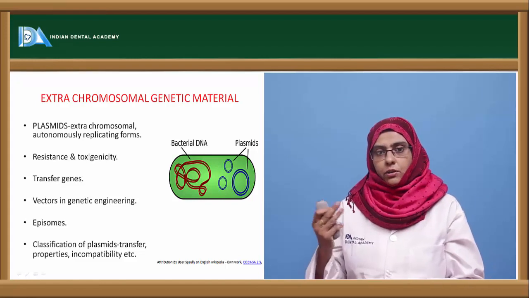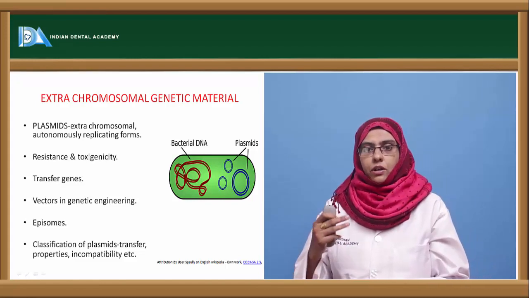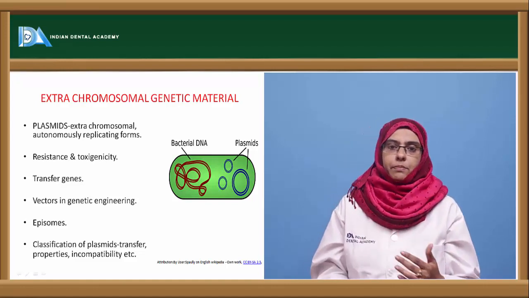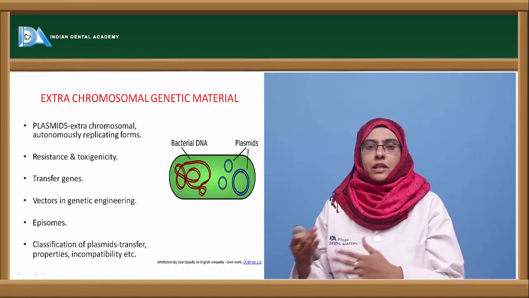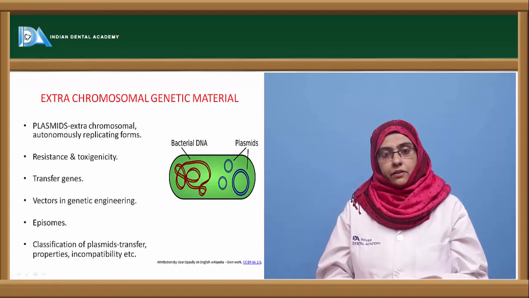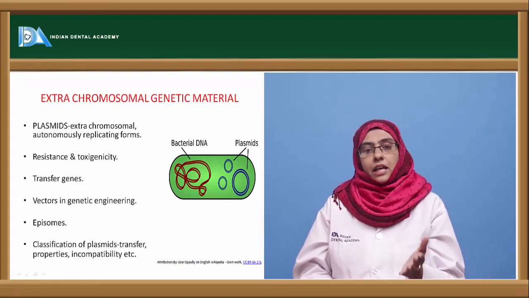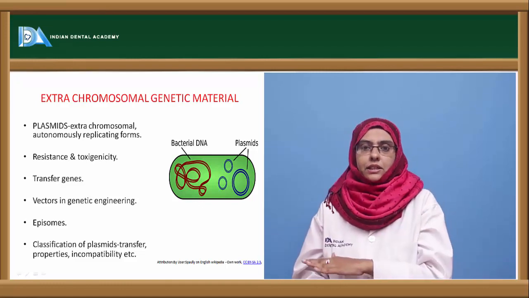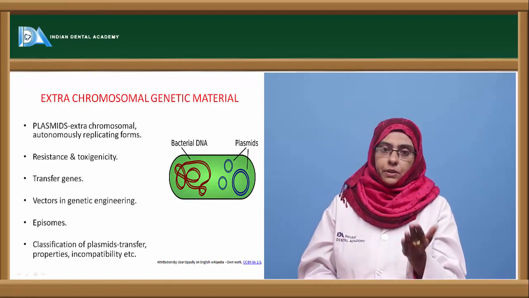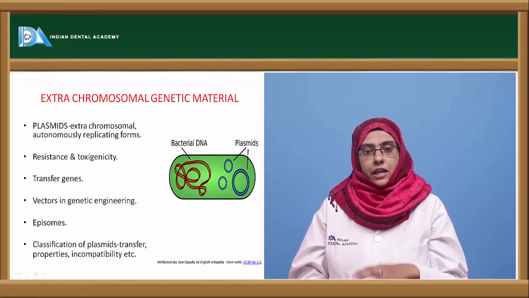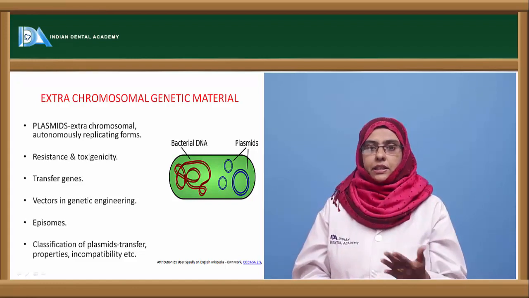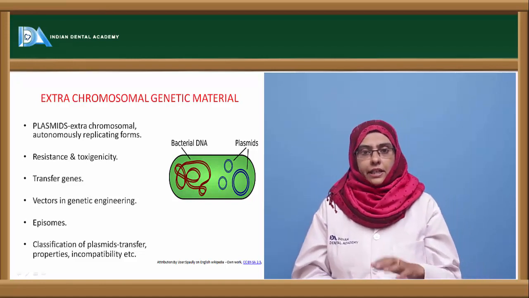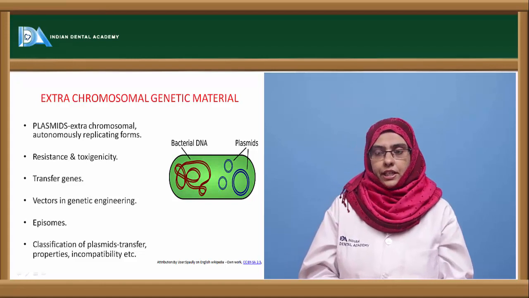So they are autonomously replicating, that means they have their own origin of replication. They replicate as and when the bacterial chromosome replicates, and they get transferred from one cell to the other. During this process of transfer, the plasmid can also transfer genes from one cell to the other, and because of this characteristic feature, we can make use of plasmids as vectors in genetic engineering. Vectors are nothing but cloning vehicles that carry our gene of interest in genetic engineering.